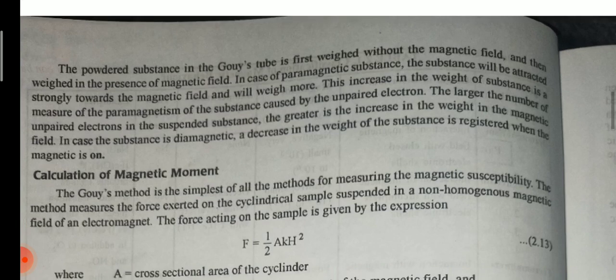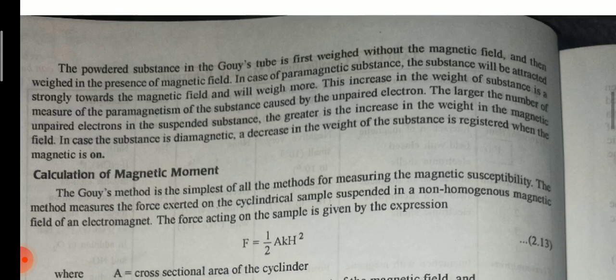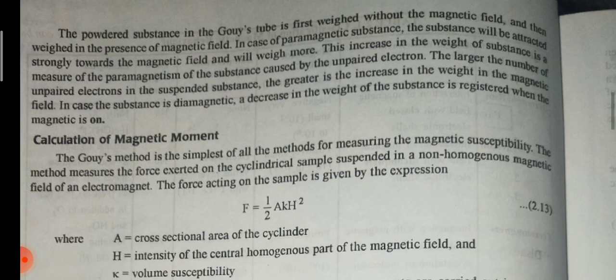The powdered substance in the Gouy tube is first weighed without the magnetic field and then weighed in the presence of the magnetic field. In case of a paramagnetic substance, the substance will be attracted strongly towards the magnetic field and will weigh more. This increase in the weight of the substance is a measure of the paramagnetism of the substance caused by the unpaired electrons.